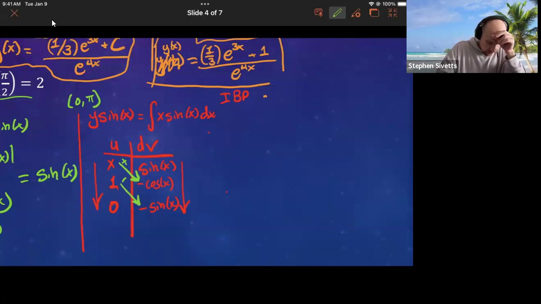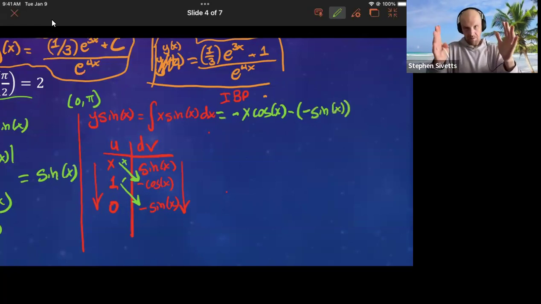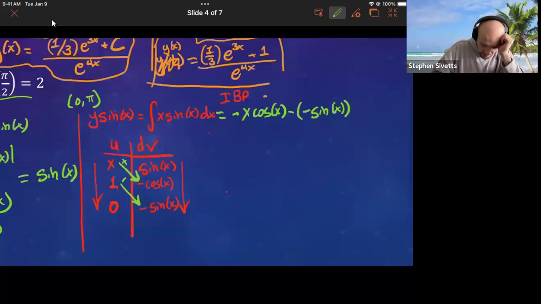So the integral of x times sine of x dx would equal negative x times cosine x, minus 1 times negative sine of x, so it'll be minus sine x. And then it'll be times 0. Okay, so that would terminate at that point, right? And then you're going to add a constant plus c.